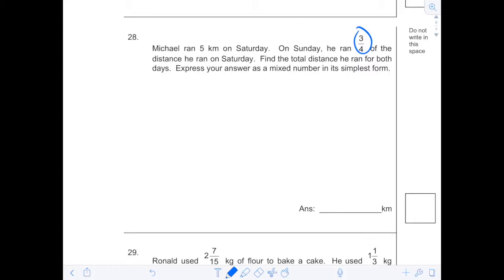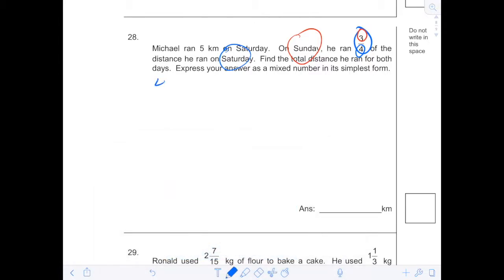Okay, so like that, on Sunday he ran 3/4 of the distance he ran on Saturday, which means on Sunday he ran less, right? Because if he ran more, it'll be more than 1 times. Okay, so since he ran less, you can straight away tell that the denominator will refer to Saturday. Okay, and then you see that the numerator belongs to Sunday. Okay, so from here we're going to work out our answer.